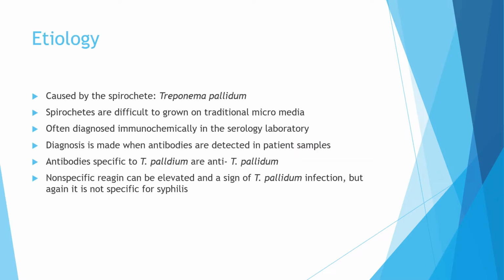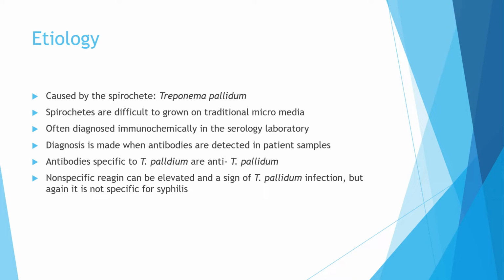All right, so the organism that causes syphilis is Treponema pallidum. It is a spirochete that can actually penetrate the skin, much like Leptospira can. The spirochetes are difficult to grow on traditional media, so it's often diagnosed immunochemically in the serology laboratory. Some people can be immune and other people progress to the latent stages. The diagnosis can be made by detecting antibodies in the patient samples.